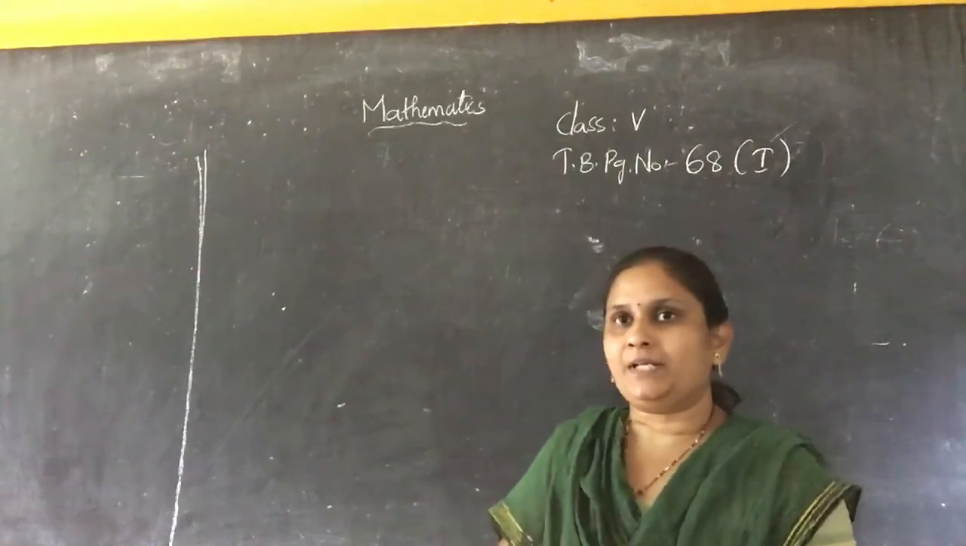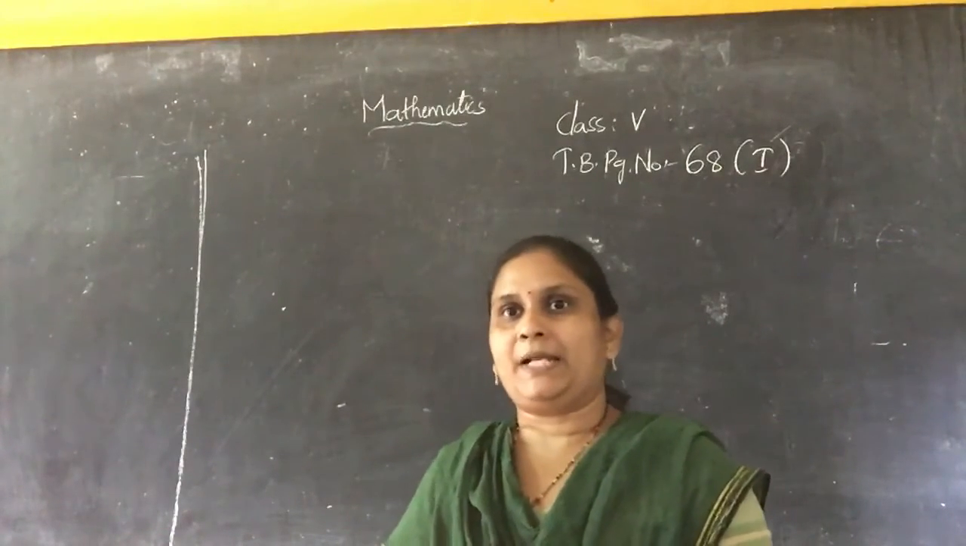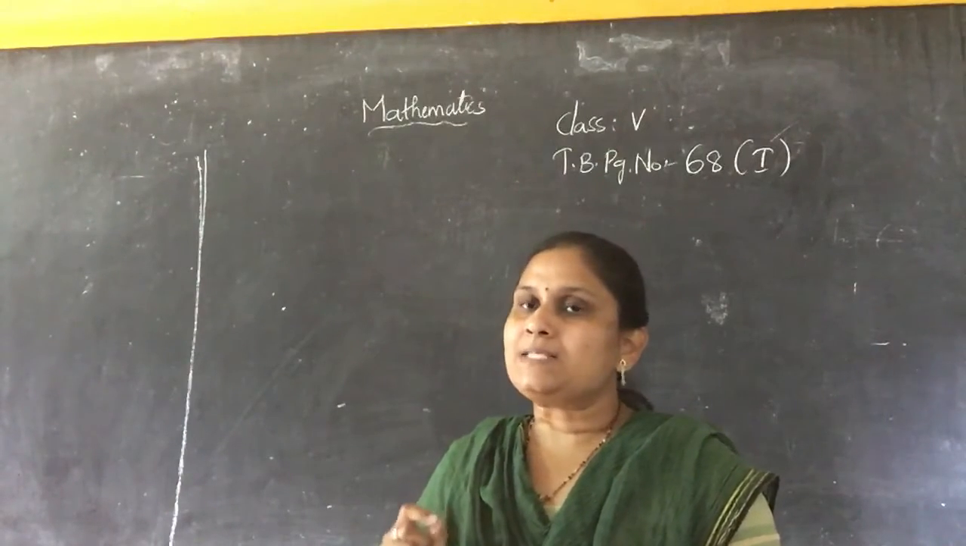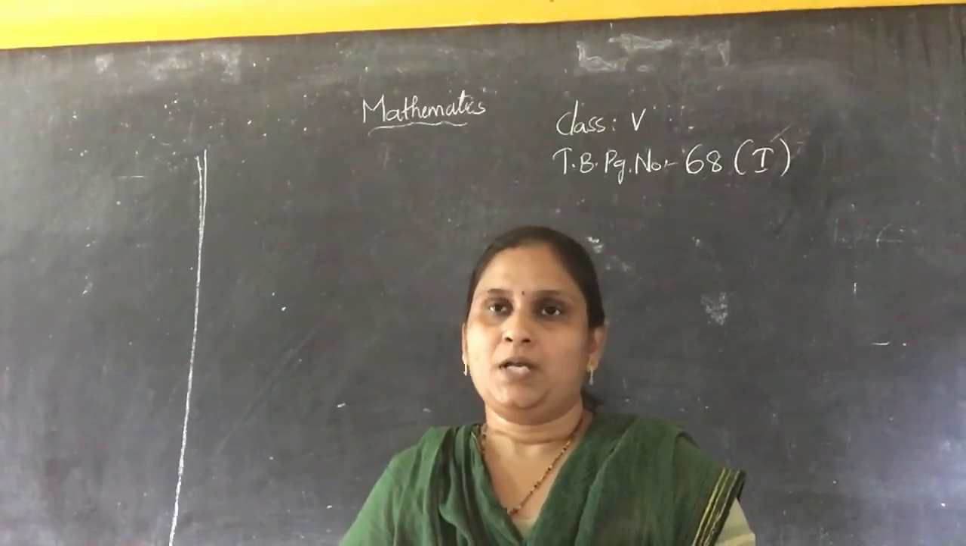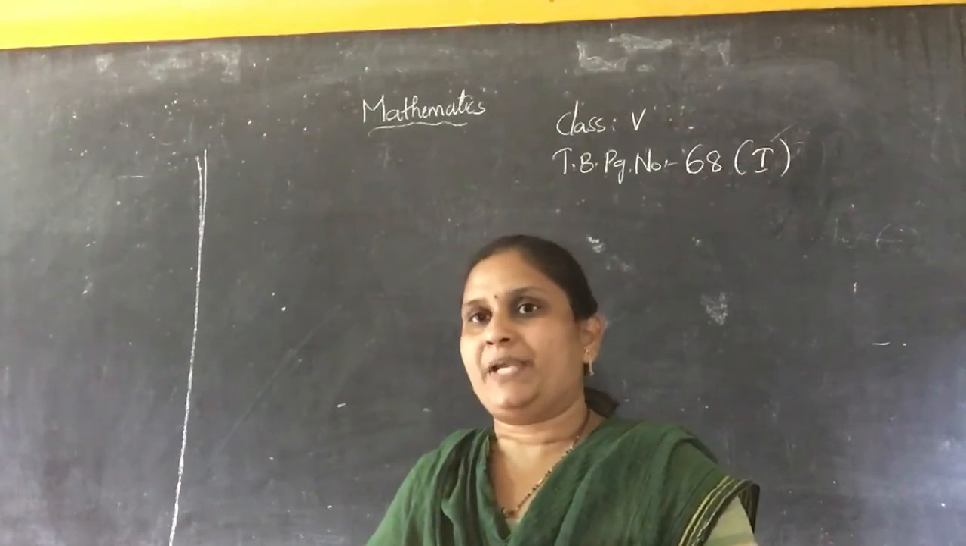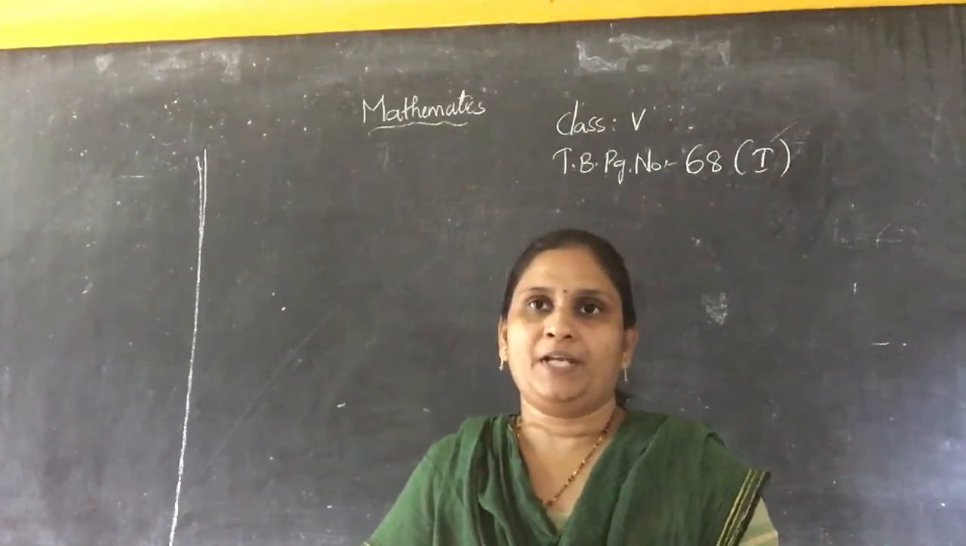So after multiplying the multiplier and multiplicand, the answer that we get will be known as the product. So find the products. It means multiplying the 2 numbers, we will get the answer. That will be the finding of the products children.